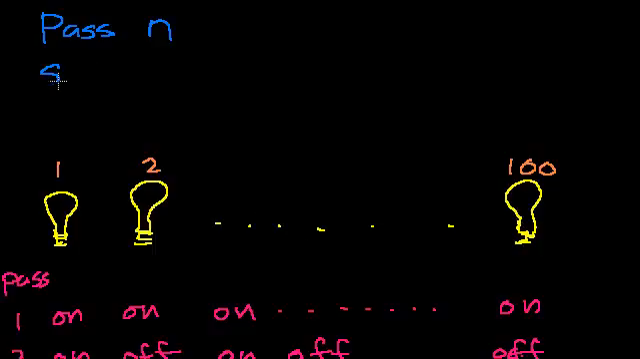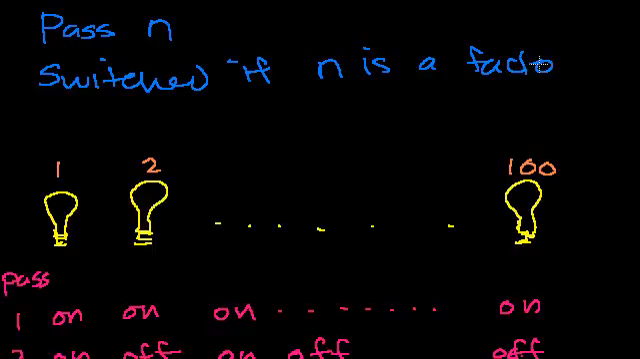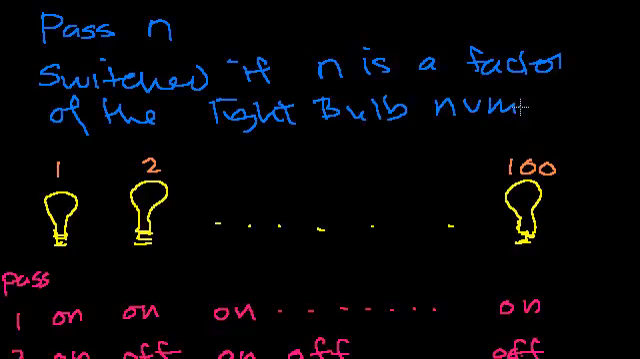So we know that a light bulb is switched if n is a factor of the light bulb number. And that's just a fancy way of saying, look, if I'm on pass 17, I'm going to switch all the multiples of 17. Or I could say, I know that I'm going to switch light bulb 51 because 17 is a factor of 51. So that tells you that we're always going to be switching one of these light bulbs on or off when one of its factors is our pass, right?